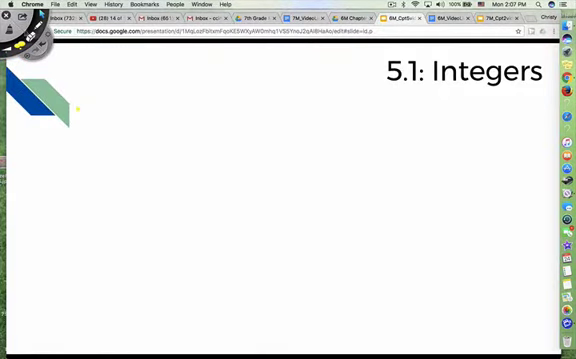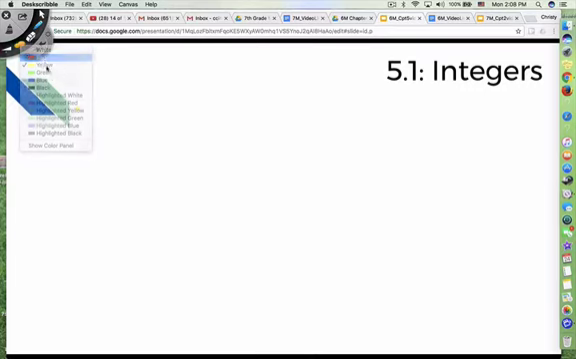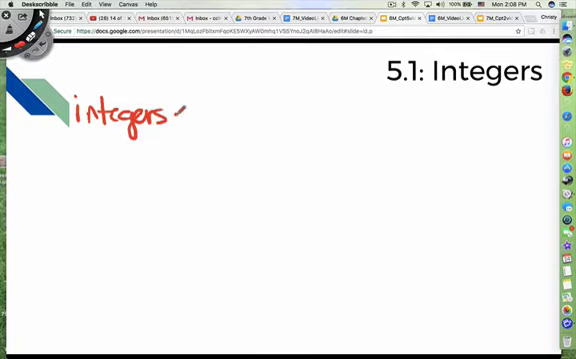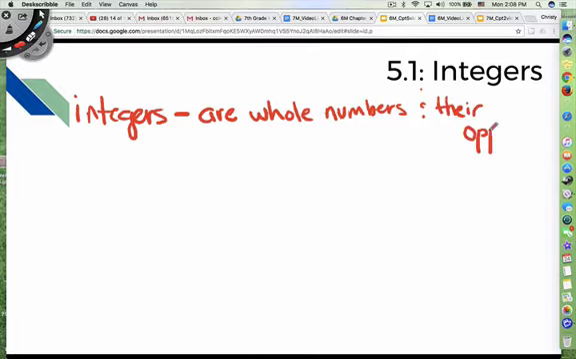Okay, so section 5.1 is just a general, what are integers in general, and so we're going to go ahead and define them. So right here, you are going to write down that integers are whole numbers and their opposites. So for example, 3 and -3 are integers.